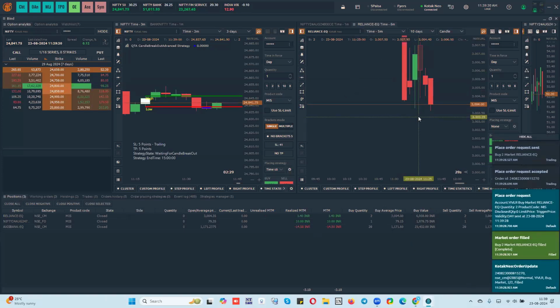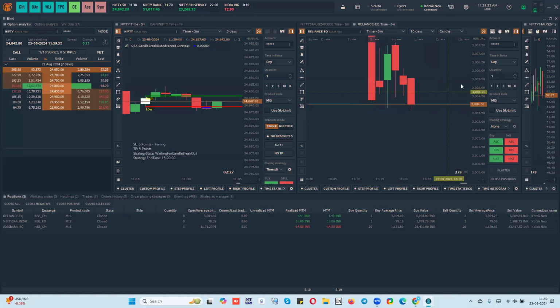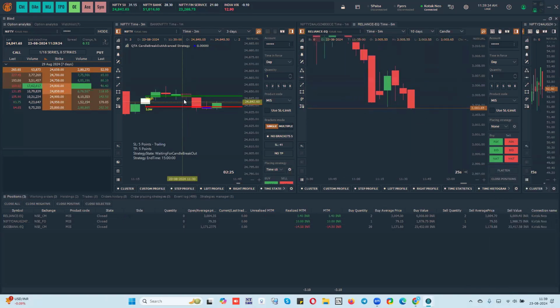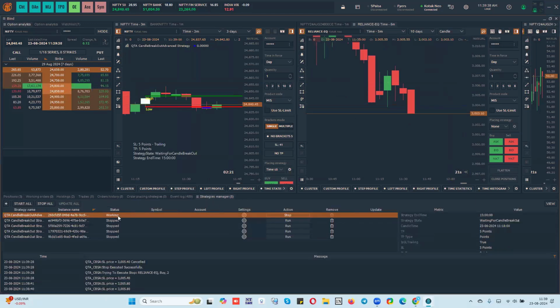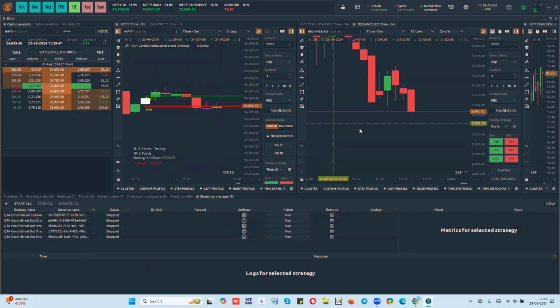So yeah, my take profit hit, and I exited this particular trade. Now, since, as I told you, I selected both the sides, the strategy is still working. So if the market breaks on the upside, it will execute another trade on the upside as well. So let me stop the strategy for the time being. You have to remember this, that if you're trading on both the sides, the strategy will continue to work. Okay, so now let's go and use the other example.